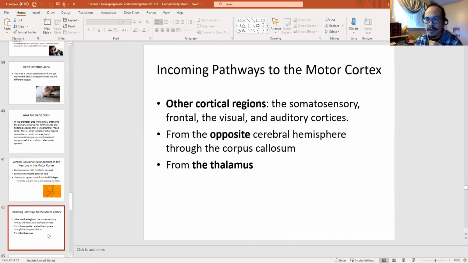What is the information that the motor cortex receives? The motor cortex is an integrating center. They basically receive information from a lot of areas. When all these other regions send signals into the cortex, they go through the thalamus. But the thalamus is just a hub. You should know that it collects all the information from the cerebellum, from the brainstem, from the body, and several sensory regions.